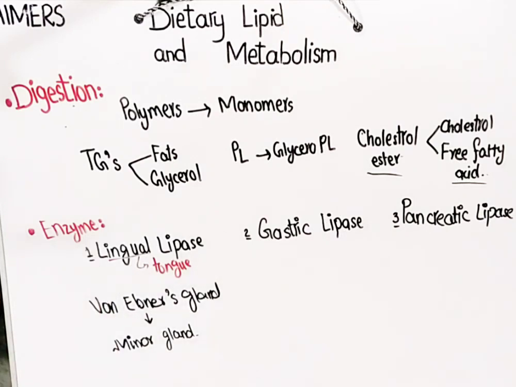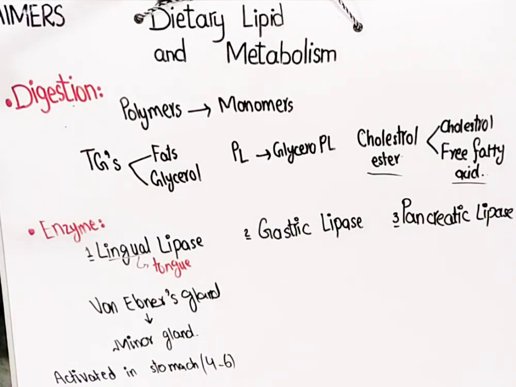So this lingual lipase is released from this von Ebner's gland. Now do remember that this lingual lipase is secreted in the oral cavity, but it gets activated in your stomach. So its activation is in the stomach. Why does it get activated in the stomach? It is because it acts in low pH, approximately 4 to 6.